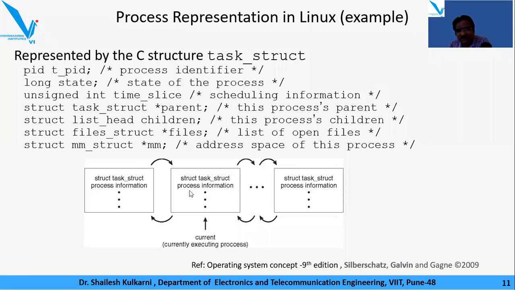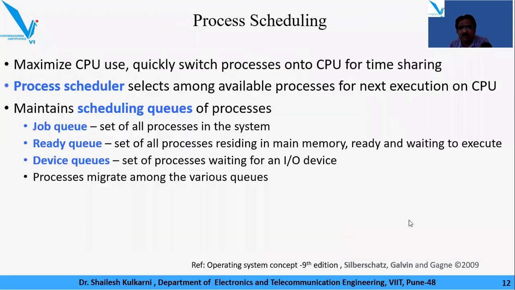These are the different TCBs or PCBs, you can call them 1, 2, 3. So this might need to link, or that might need to change from one to other. In process scheduling, the purpose of process scheduling or task scheduling is to maximize the CPU use.